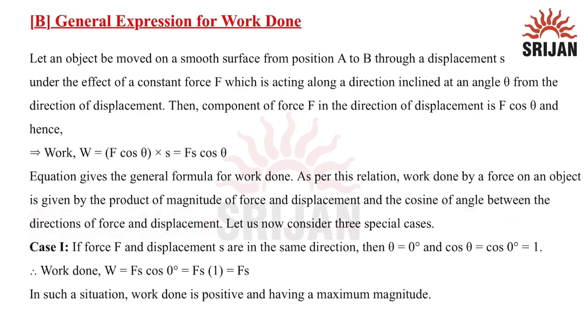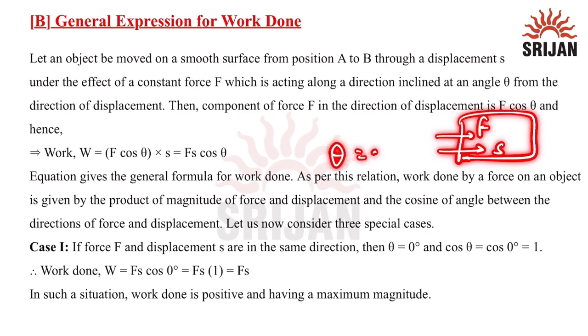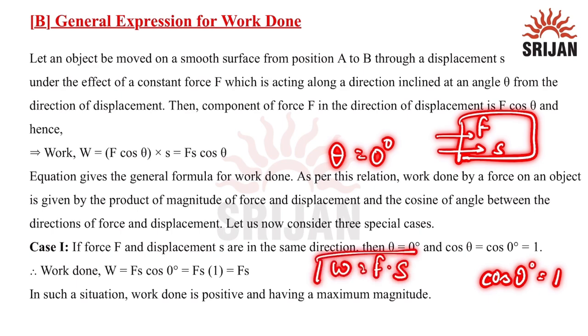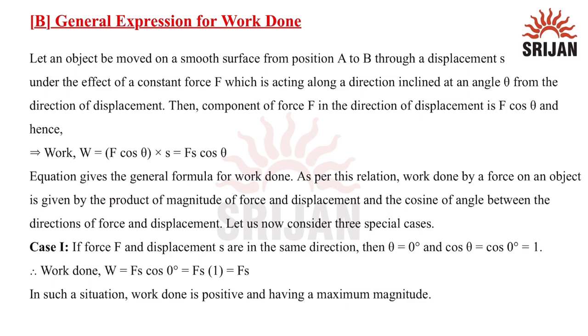Now let us consider three special cases. First, if the force and the displacement are in the same direction, then theta here would be 0. In this particular case, cos 0 degree would be equal to 1, and work done we get is force into displacement directly. In such a situation, work done is positive and has a maximum magnitude.